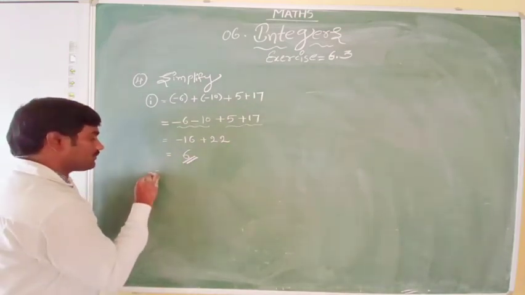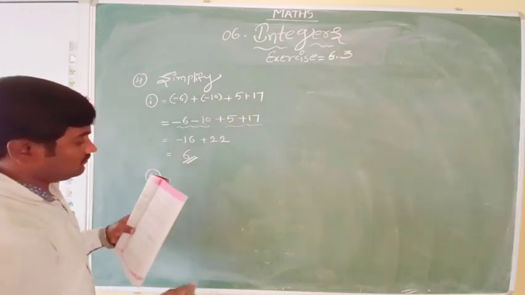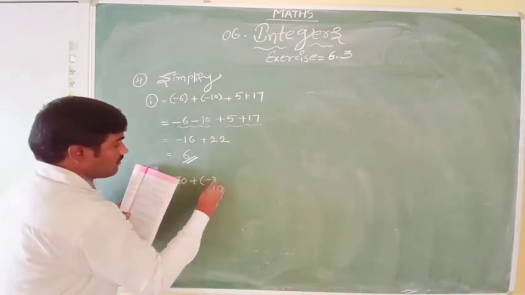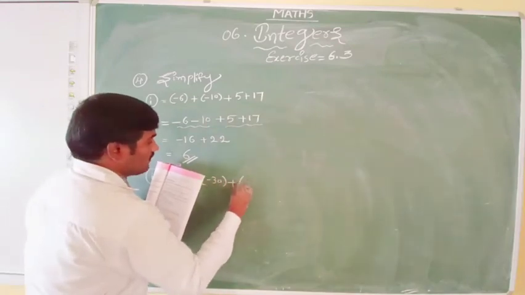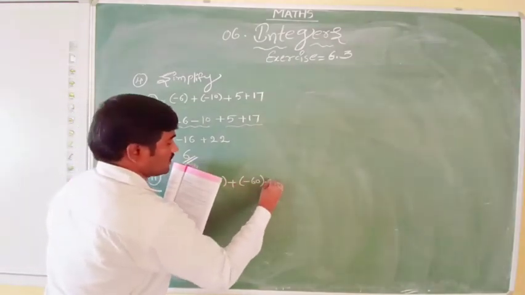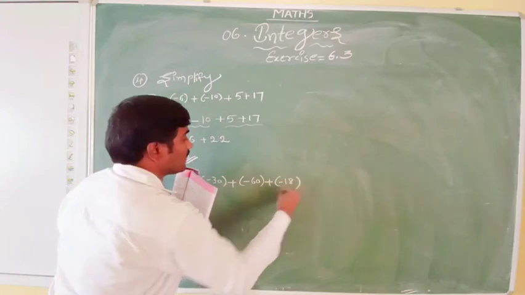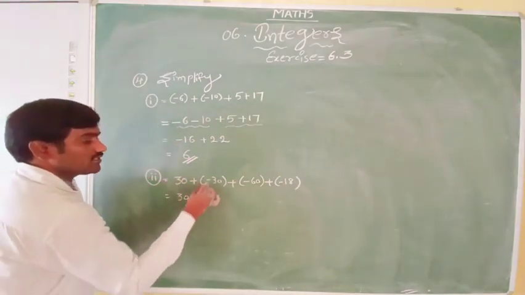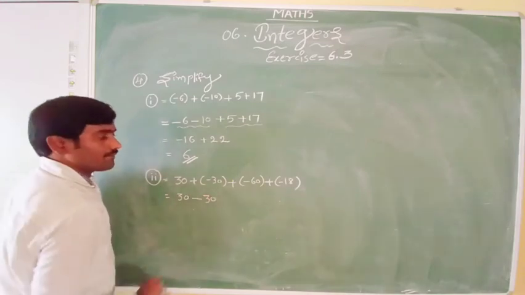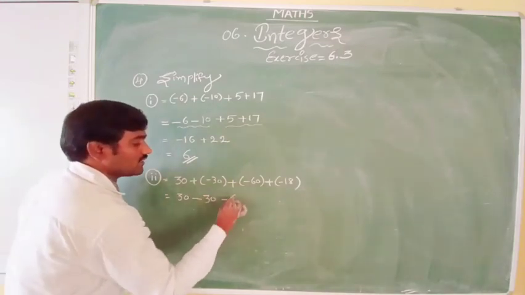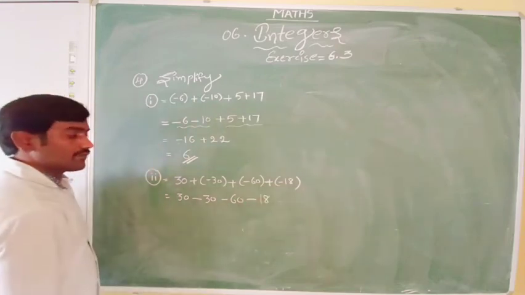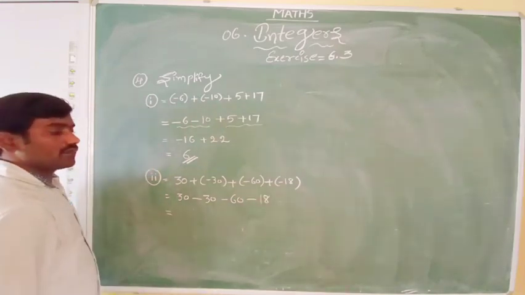Okay, second one. 30 plus half minus 30 plus half minus 60 plus half minus 80. See that first 30 you write as it is. Plus into minus, minus 30. Plus into minus, minus 60. Plus into minus, minus 80. Okay. Now see that, simple.